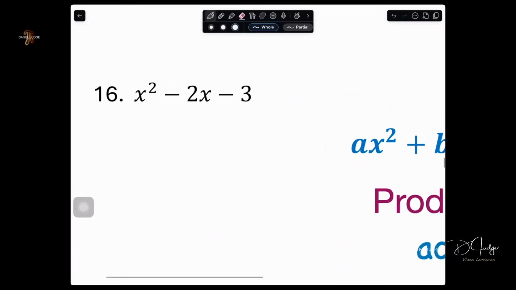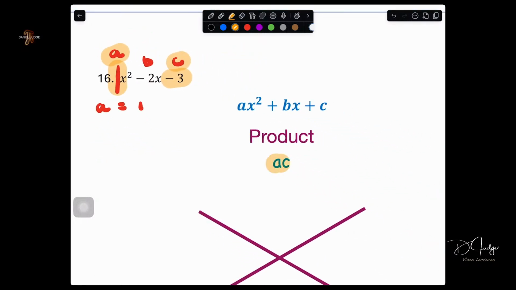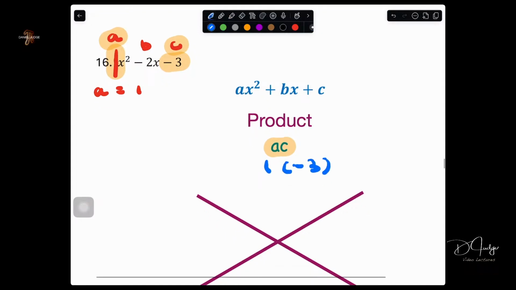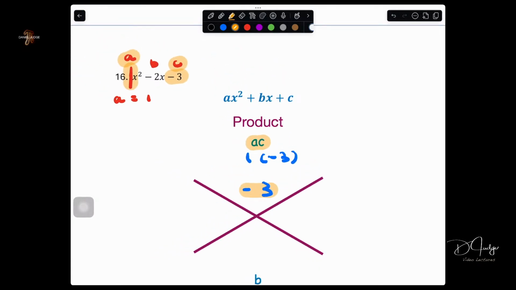Crisscross method. A here again is the value 1. So I got A, I got B, I got C. A times C, 1 times negative 3. So we got the product here going to be negative 3. This is what we're looking for. And then the sum has to be negative 2, that B value.